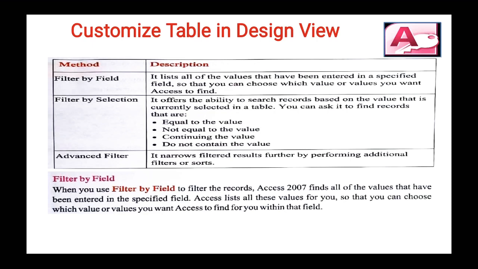When we choose filter by field to filter the records, MS Access 2007 finds all the values that have been entered in a specified field. Access lists all these values for you so that we can choose which value or values we want Access to find within that field.